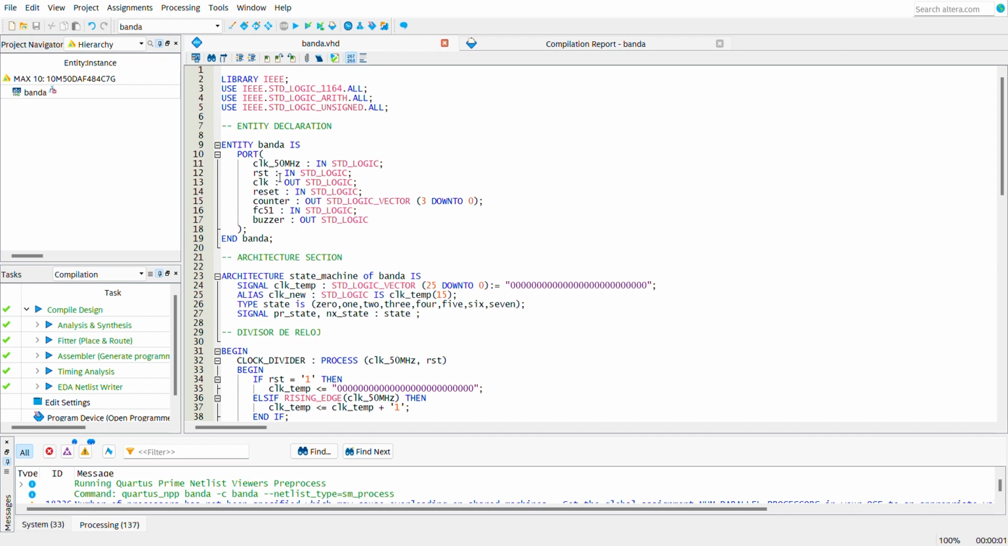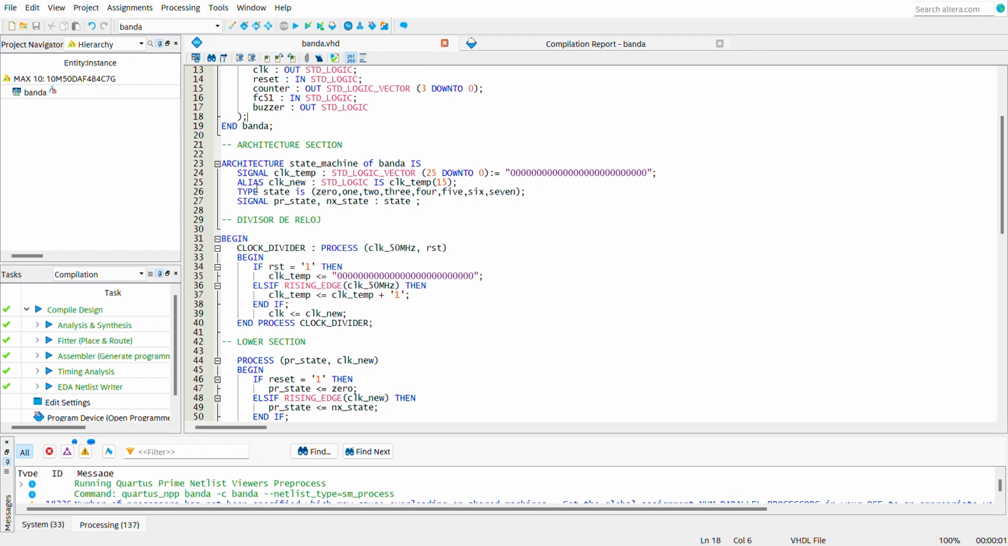So the inputs include the CLK or clock of 50 megahertz as an input, the RST or reset as an input, the CLK as an output, the receipt as an input, the counter as an output, the FC51, this is the sensor I was talking about earlier in the beginning of this video, and the buzzer. In this case, this will be the LED, so it's an output.